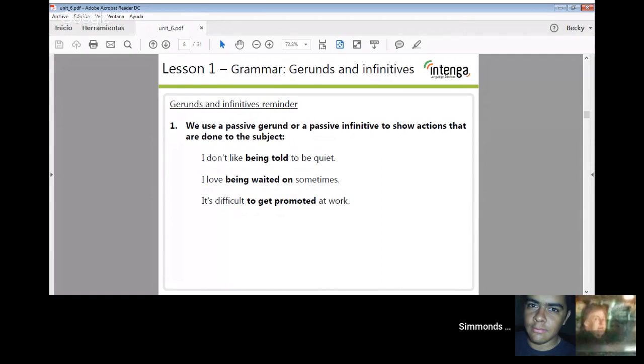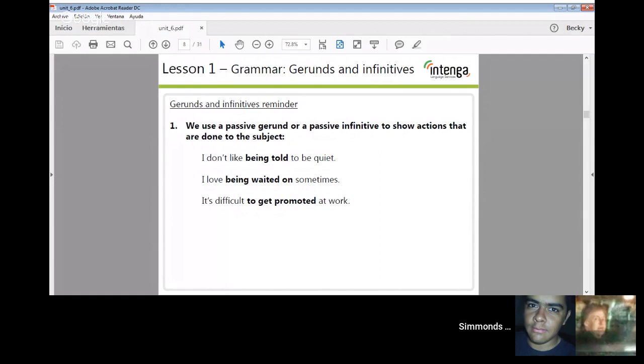Okay. Well, what happens normally is it's the action that's most important. In this case, in two of these examples, we do have the subject I, so it's the person that's speaking. But I don't like being told to be quiet. You could also say no one likes being told to be quiet. So that way you're switching the subject to everybody, but also in a negative way.